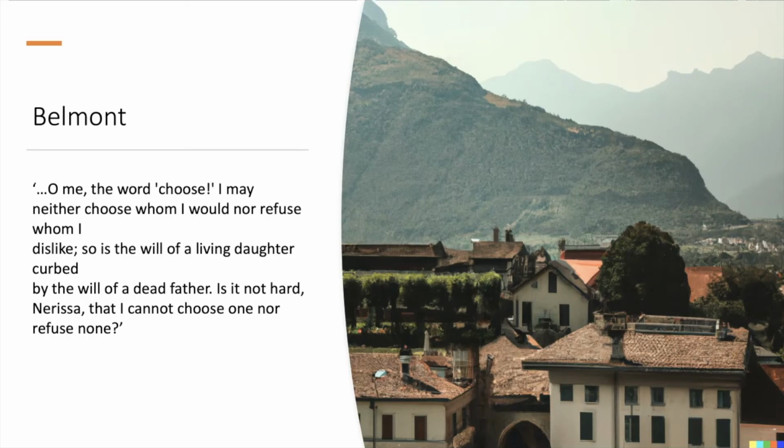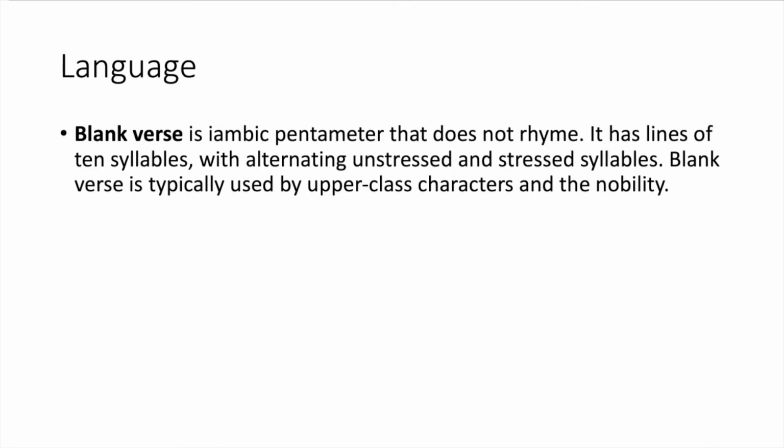Shakespeare challenges these views by placing Portia in a foreign setting. As with Shylock, this distances the audience and encourages them to examine their own views. Language. Shakespeare uses three different types of speech for characters: blank verse, prose, and rhymed verse.